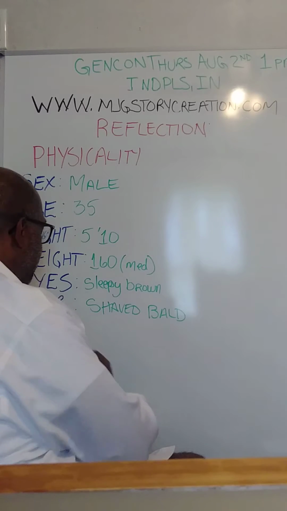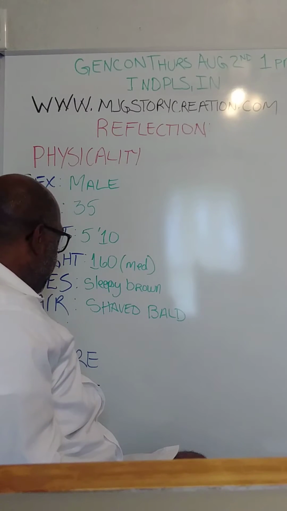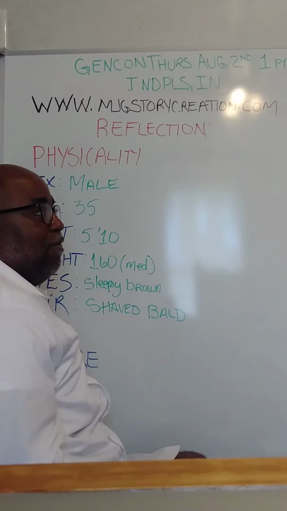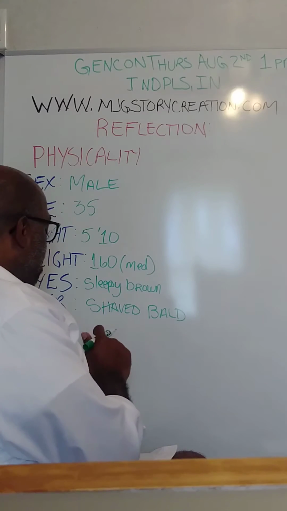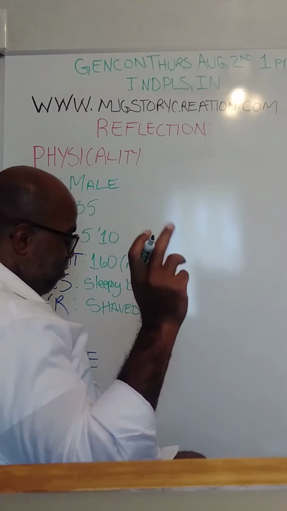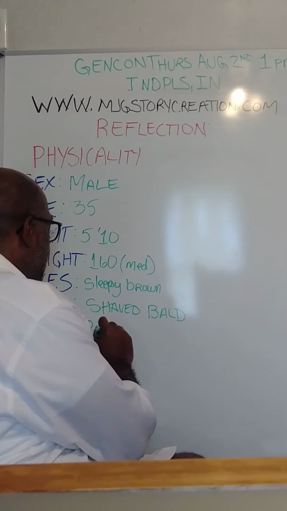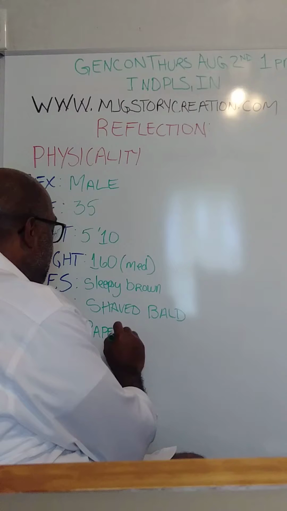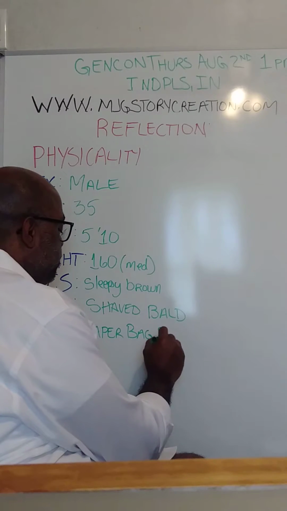Skin. Again, I write a lot of African American characters, or a lot of characters in the African diaspora, so I don't have race on here. But my descriptions are very, what would be termed ethnic. So I described him as paper bag brown.